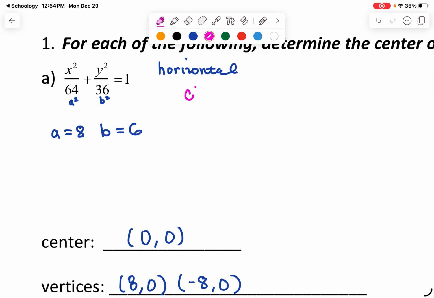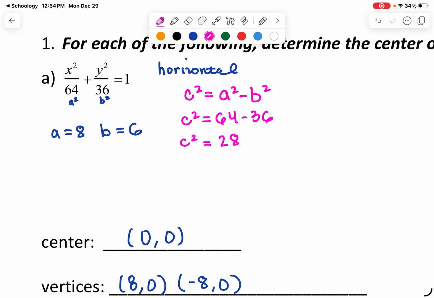We are going to use the equation c squared equals a squared minus b squared to get the c value. So c squared is equal to 64 minus 36. Do a little mental math there. As I say that, I'm like, well, what is it? 28, right? Yes. Okay. Wow. Bad mental math.